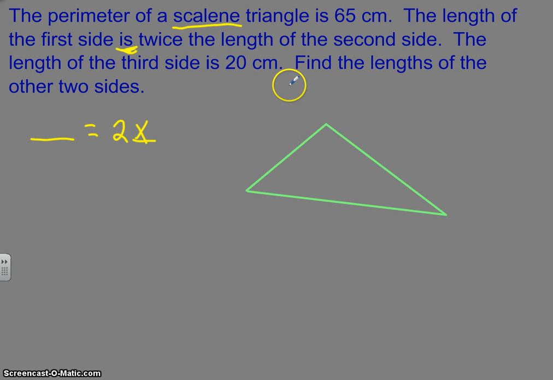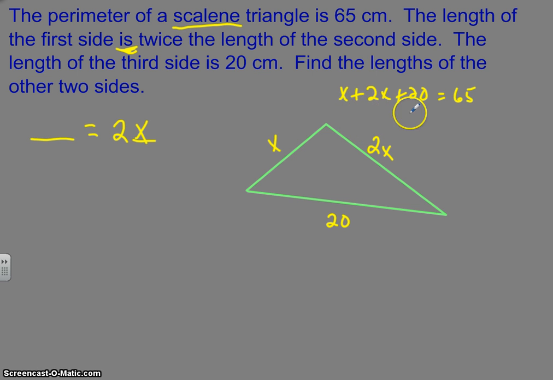The length of the third side is 20 centimeters. Now I don't know which one is 20 here. We're going to call this one 20. We will call this one x, and we will call this 2x. Okay, so we're going to add these together, because to get the perimeter, we add the sides together. We're going to add x, 2x, and 20 together. That should equal 65.